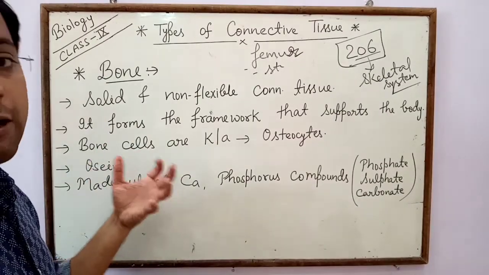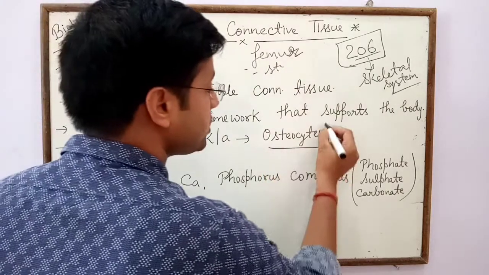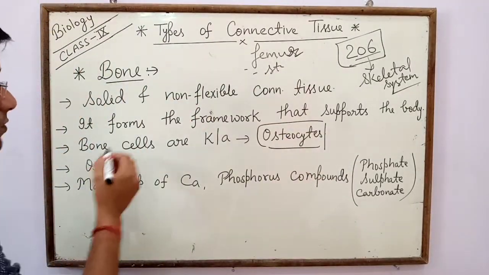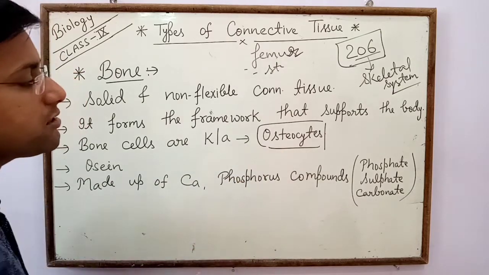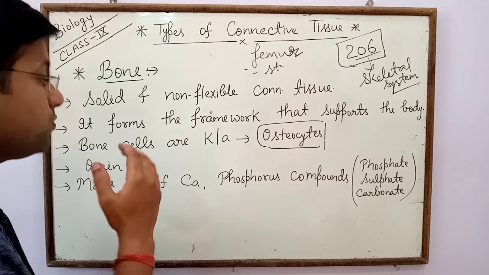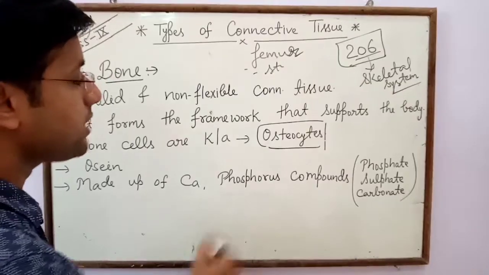The bones are made up of a special type of cells. Those cells are known as osteocytes, embedded in matrix. The bone cells are known as osteocytes. This is very important for 1 mark. The bone cells are called osteocytes.